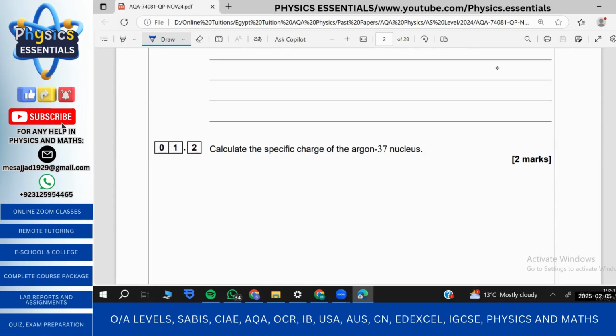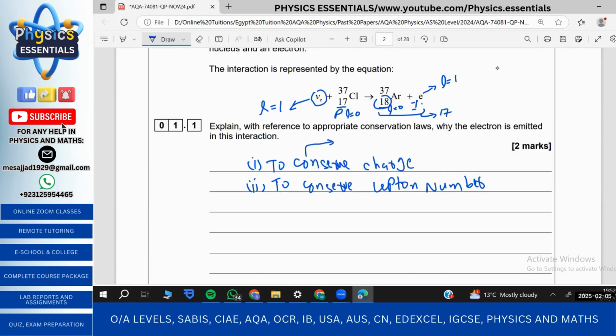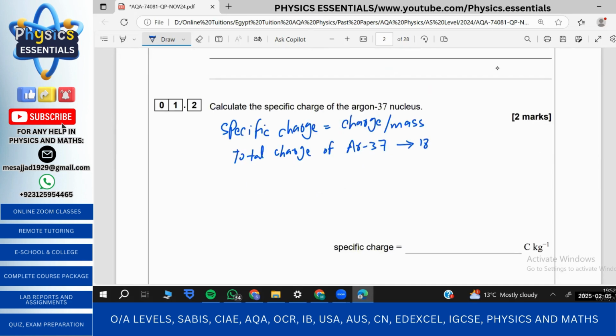Calculate the specific charge of the argon-37 nucleus. Okay, so what is specific charge? Specific charge is defined as charge per unit mass. Now, what is the total charge of the argon-37 nucleus? It has 18 protons.